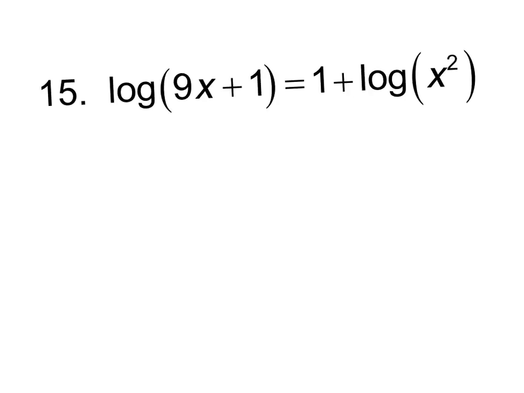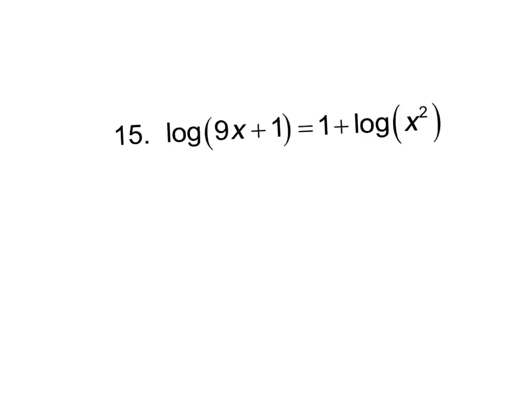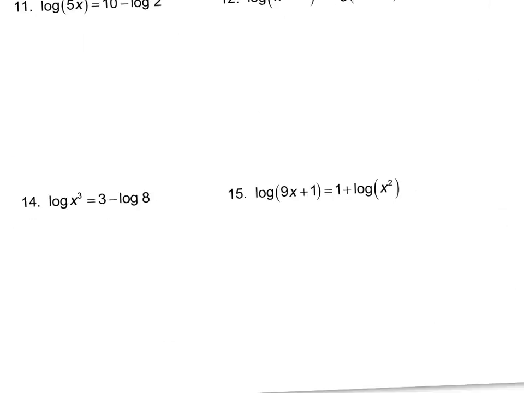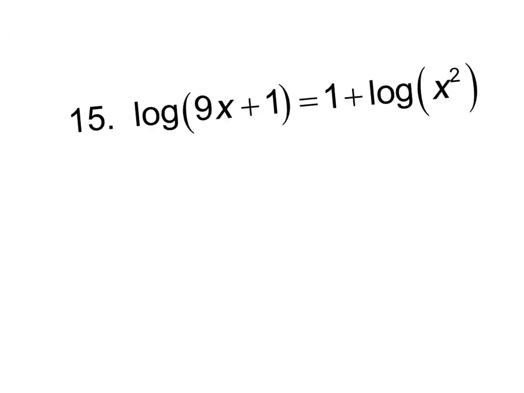All right, so problem 15 on the notes. We have the log of 9x plus 1 equals 1 plus the log of x squared. So this problem is set up exactly the same way that our last problem, problem 10, was set up. But the difference is it has a lot more variables in it, and that's why I wanted to go over this one. So if I'm going to solve this problem, what should I do first?